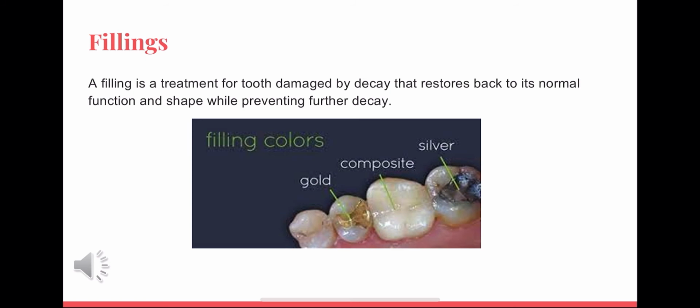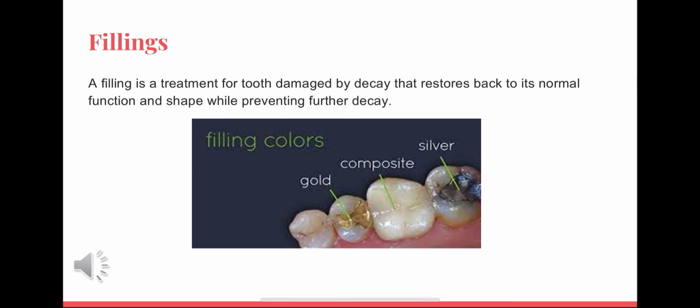When compared to gold, they don't last quite as long, but they do have a much longer history than composite. That being said, silver amalgams do have their downfall. Number one, they're not so aesthetic, as seen, and number two, they can either fall out or can also cause large fractures in the tooth, which would lead to either a crown or extraction of that tooth.